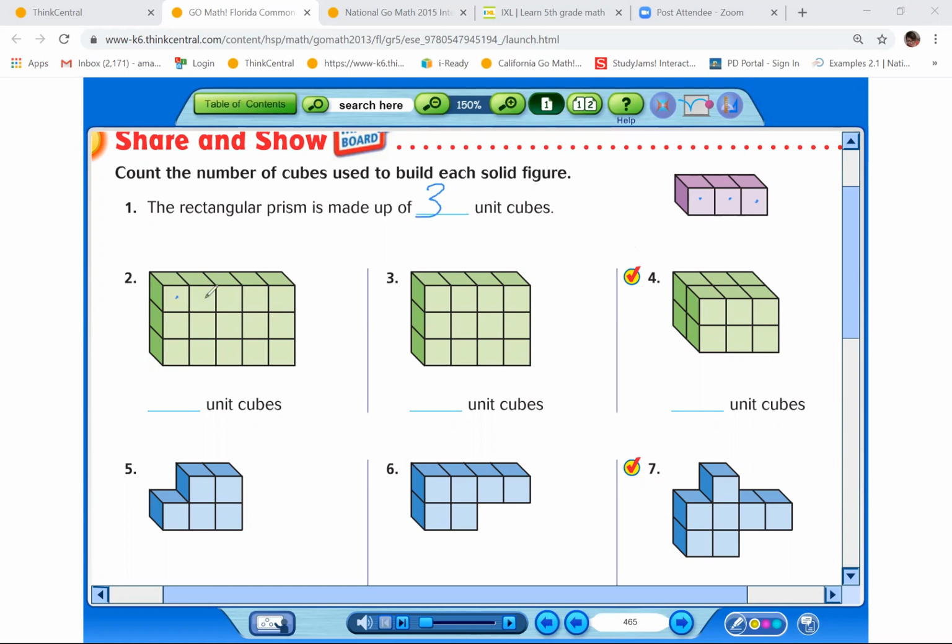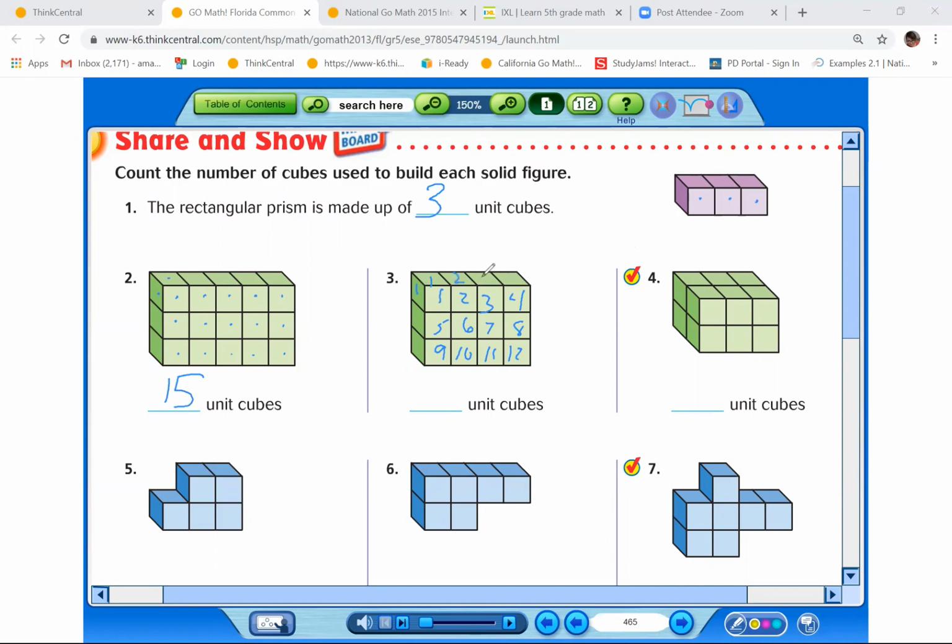Count them with me. 1, 2, 3, 4, 5, 6, 7, 8, 9, 10, 11, 12, 13, 14, 15. There are 15 cubes, and the reason there are 15 cubes is because this and this all belong to the same cube. For instance, over here, this is 1, 2, 3, 4, 5, 6, 7, 8, 9, 10, 11, and 12. This side, this is the side of cube 1, and that's the top of 1.